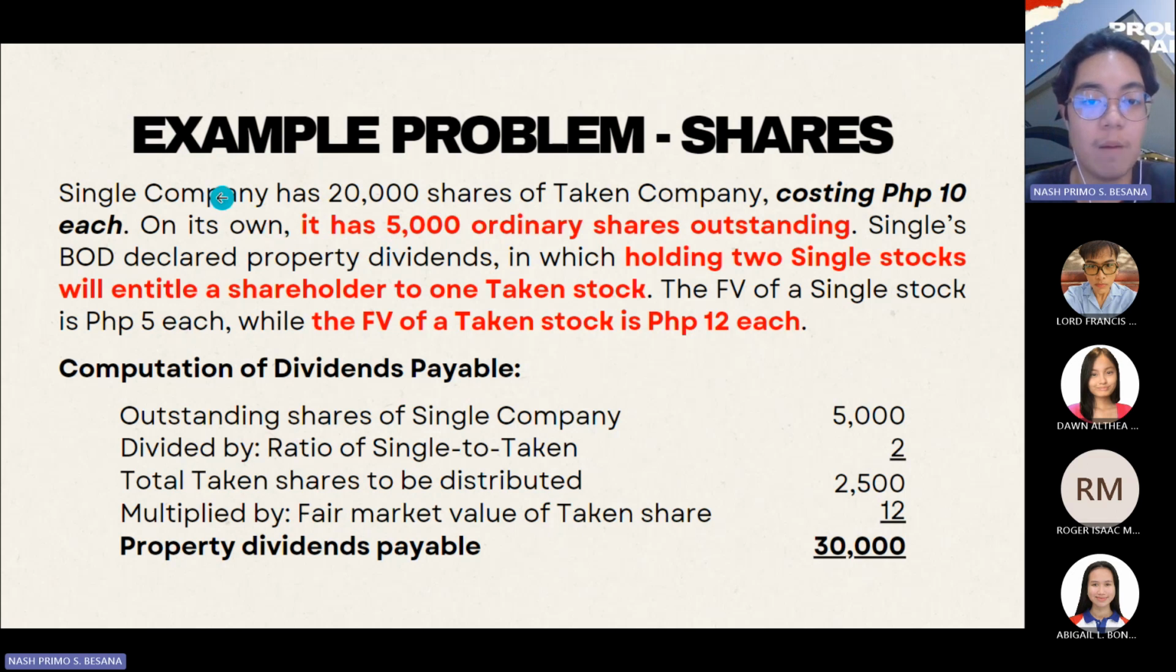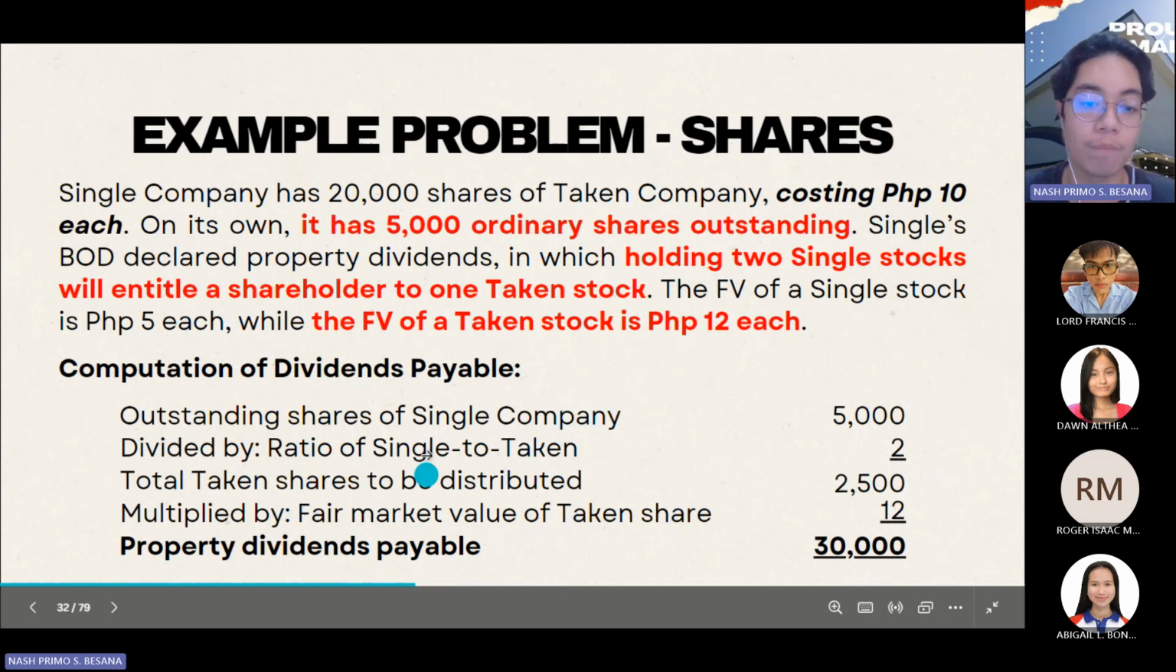On its own daw, si Single company, it has 5,000 ordinary shares outstanding. And then, ang rule ng property dividends niya, holding 2 Single stocks. So, every dalawa daw na stocks nila, bibigyan nila yung shareholder ng isang Taken stock. So, dalawang Single stock would be equal to 1 Taken stock. Yun yung ratio ng property dividends. And then we have fair value of Single stock at 5, fair value of Taken stock at 12. So, let us now compute. Yung outstanding shares, 5,000. And then for every 2 shares nga daw, magkakaroon ng 1 Taken stock. So 5,000 divided by 2, total Taken shares to be distributed, 2,500.